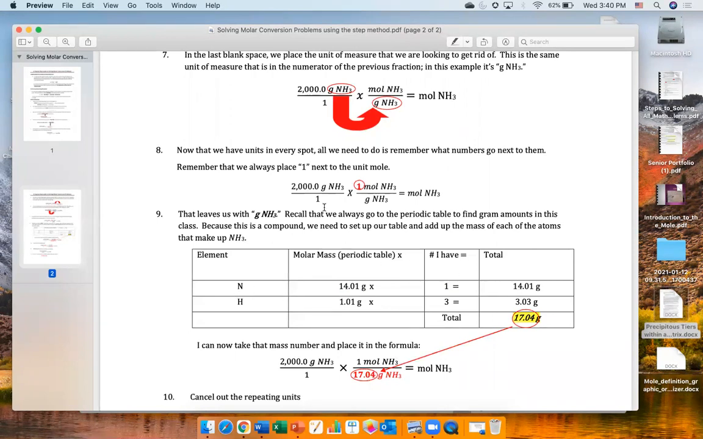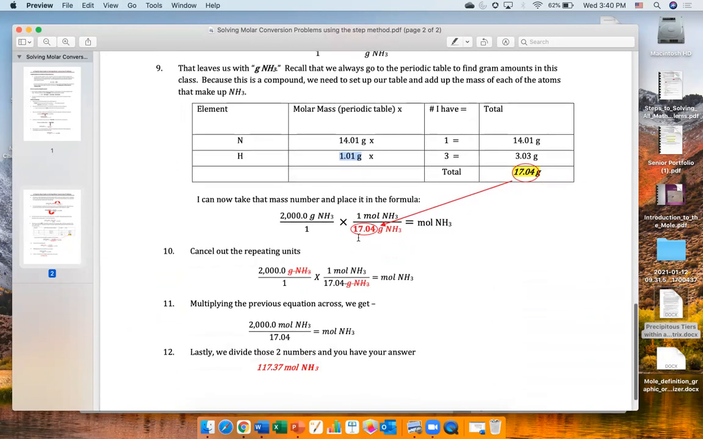Now I do hydrogen. So I look at this substance and this is where this 3 comes into play. So this 3 means that I have 3 hydrogen atoms in this chemical substance. 1 hydrogen atom has a mass of 1.01 grams. So I'm going to take that and multiply it by 3. So that gives me 3.03 grams. So now I just find the total mass of this substance. So it's 17.04 grams when I add everything up. This now is what goes into that missing spot.